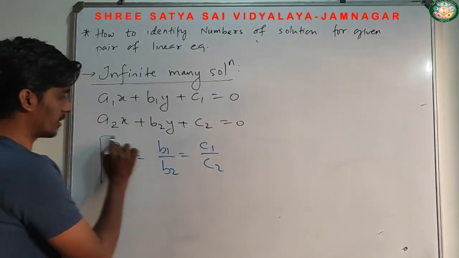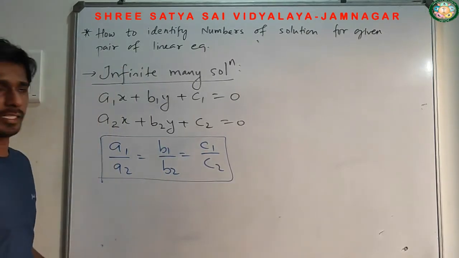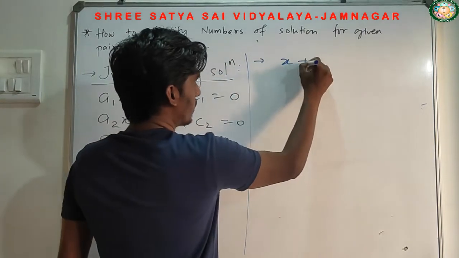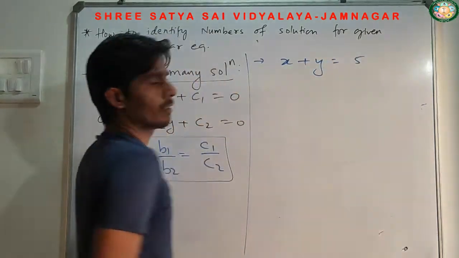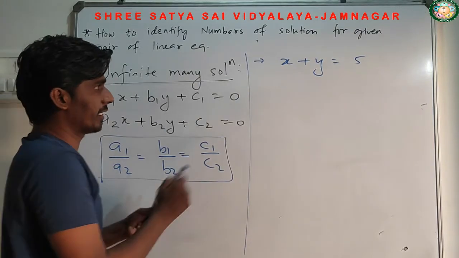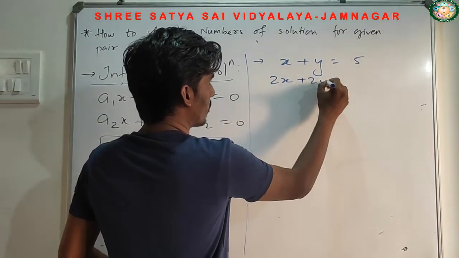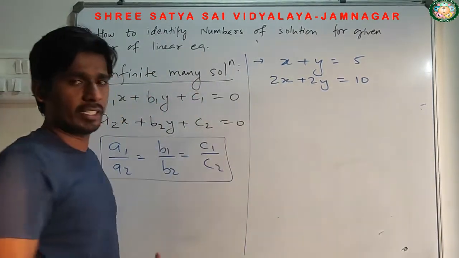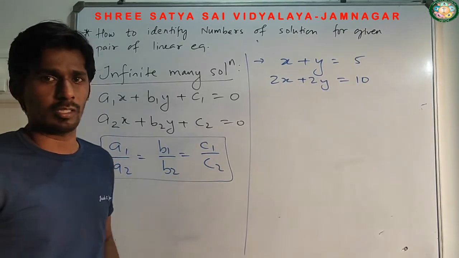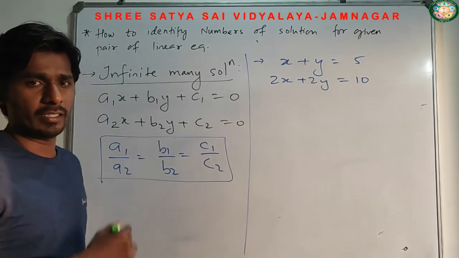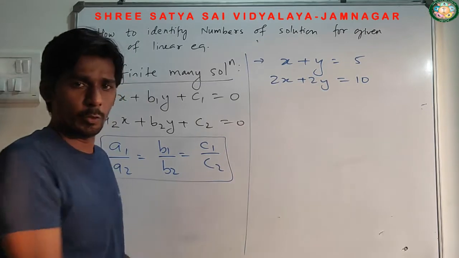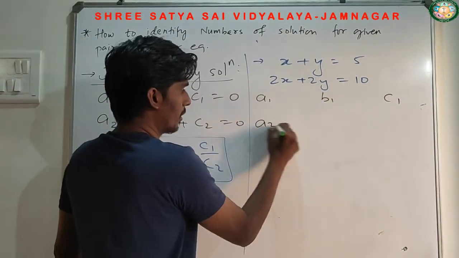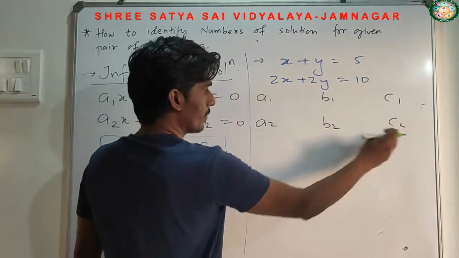This is the third condition for infinitely many solution. Let's take any example of this one. x plus y equals to say 5, and another equation 2x plus 2y equals to 10. So this pair of linear equation has infinite many solution. How to prove it? Again we have to find a1 b1 c1, a2 b2 c2. Let me write down directly a1 b1 c1, a2 b2 c2.